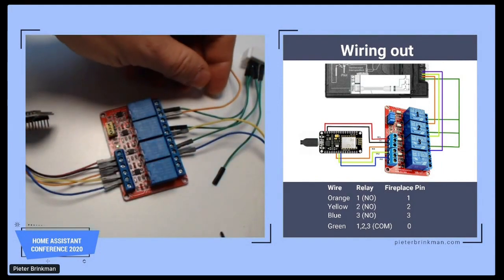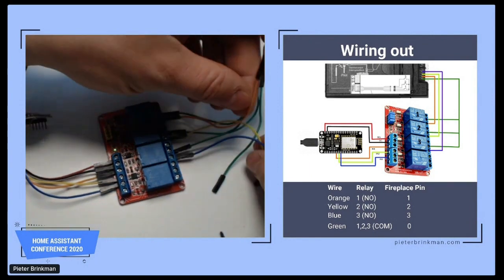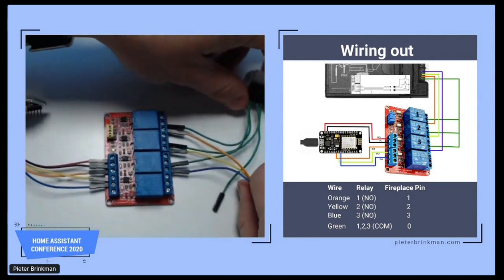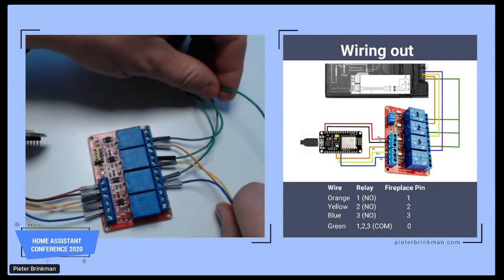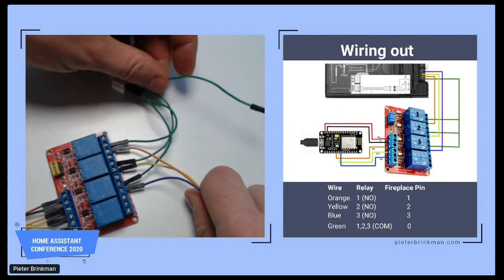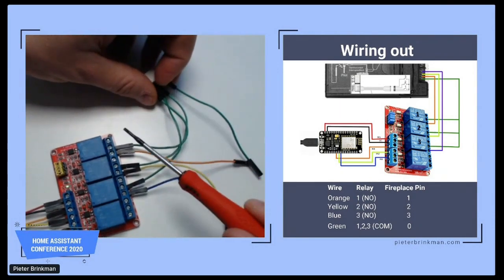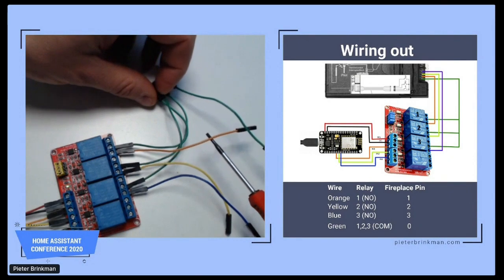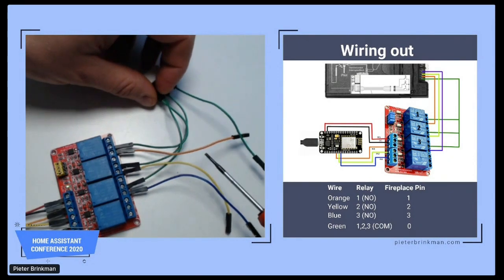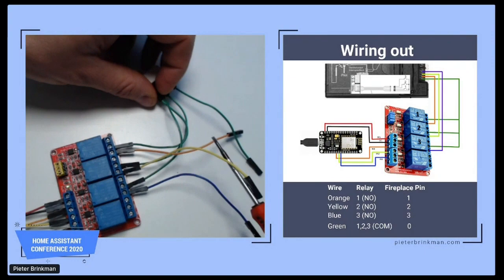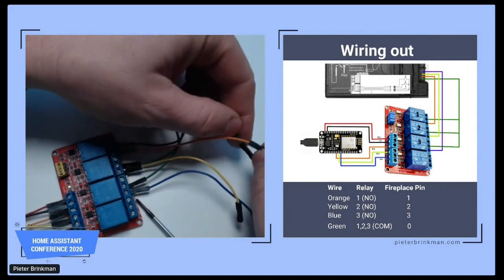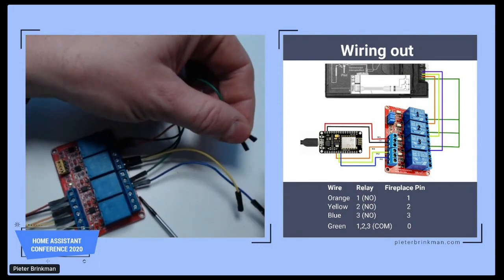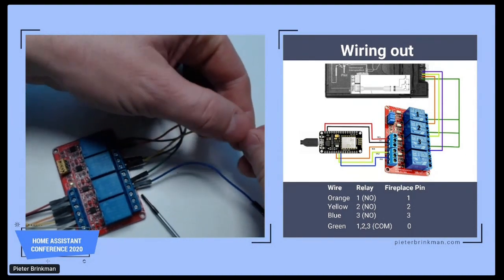But let's start with the green cables. And again, if it's not green, I do apologize for my color blindness. But that's the common, right? So this is where we connect everything to make a circuit. And that green one will go into pin number 0 all the way on top in the control module. And then we have the different relays. So orange will go into pin 1, yellow, pin 2, and blue will go to pin number 3. All right, so that's how it's gonna work.